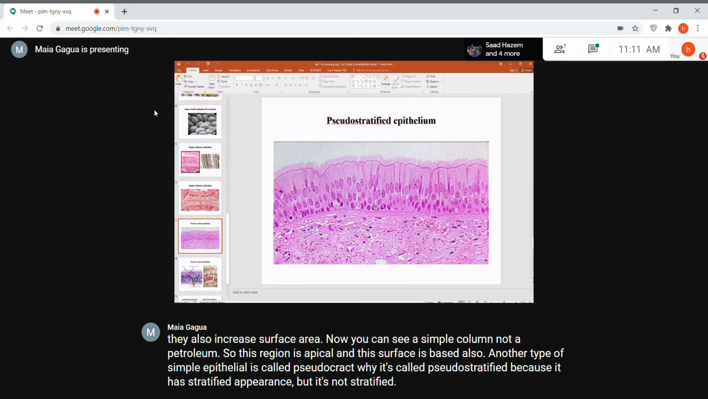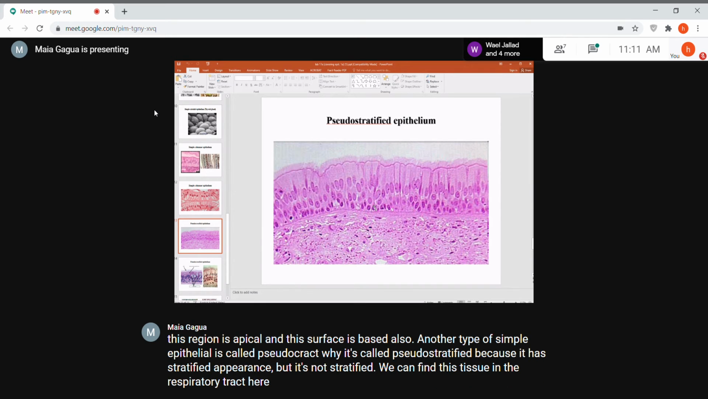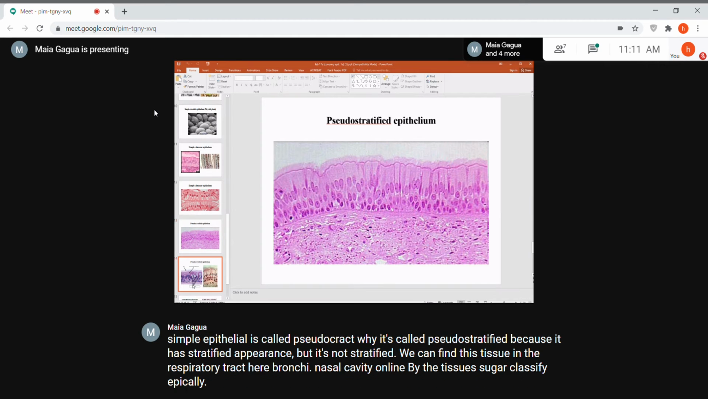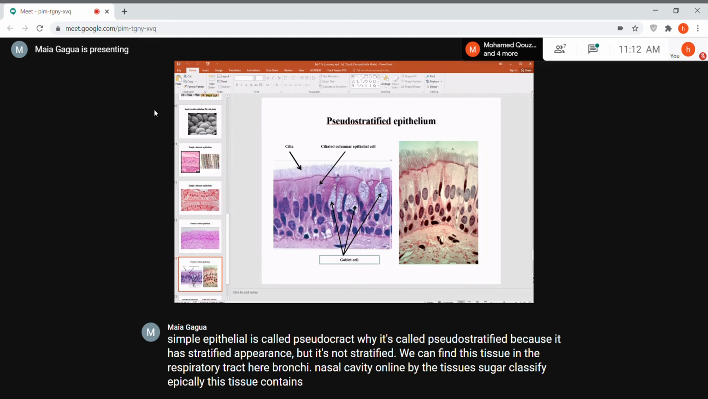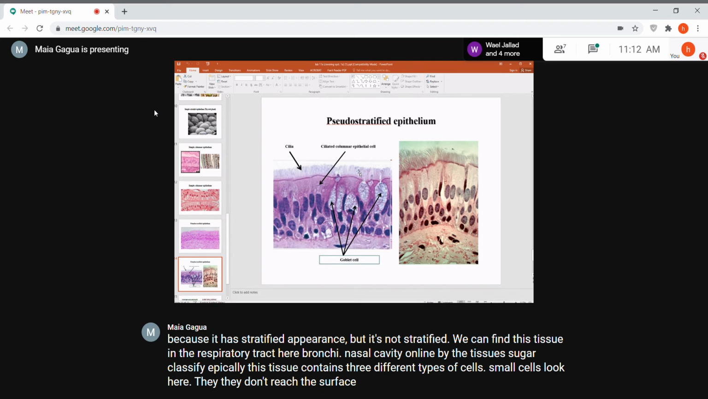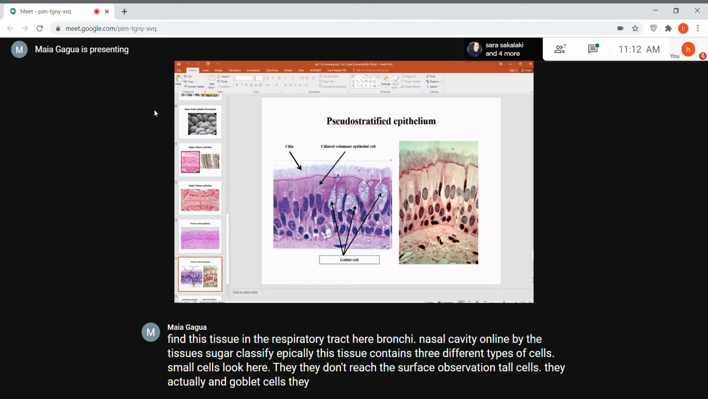We can find this tissue in the respiratory tract. Trachea, bronchi, nasal cavity are lined by this tissue, pseudostratified epithelium. This tissue contains three different types of cells. Small cells, look here, they don't reach the surface of the tissue. Tall cells, they are ciliated. And goblet cells, they don't have cilia, they produce mucus.